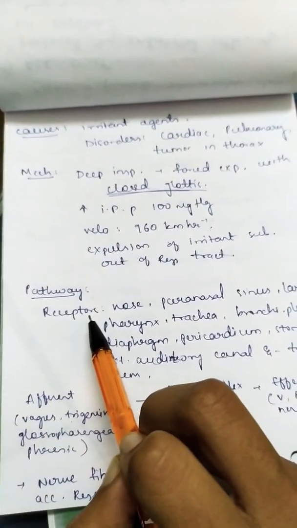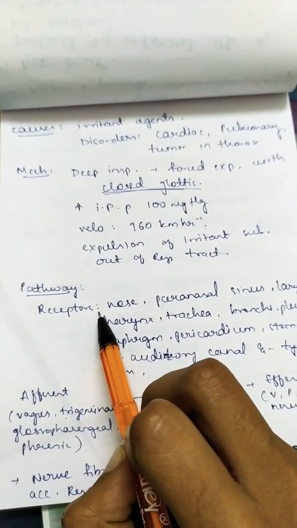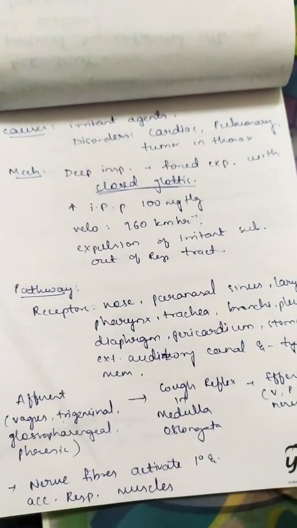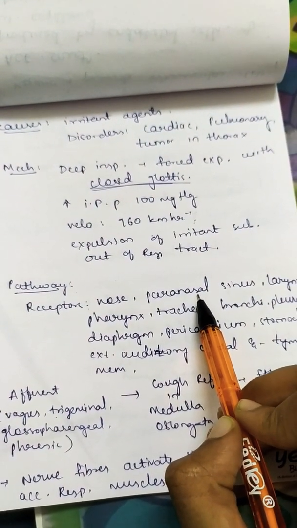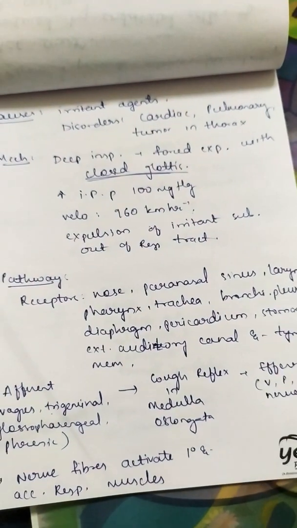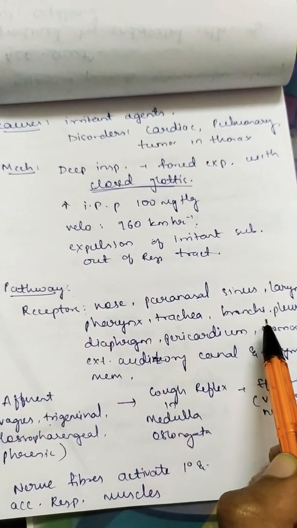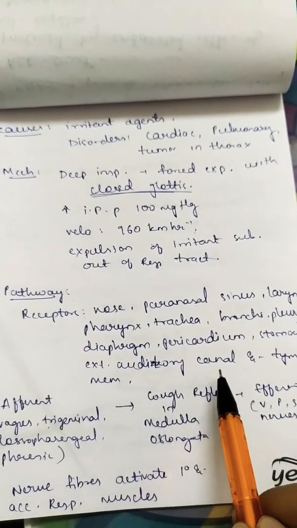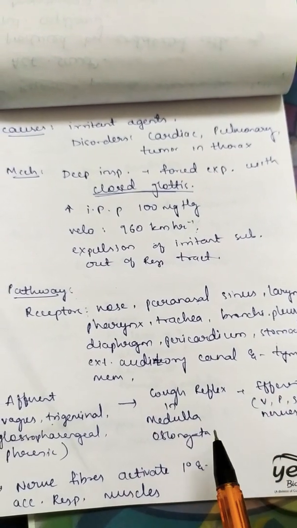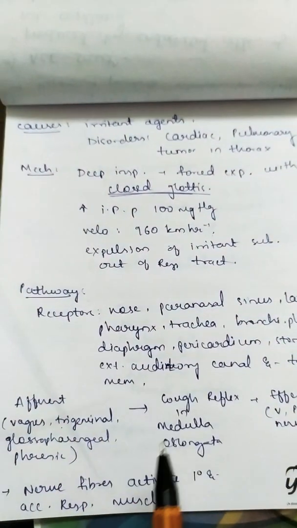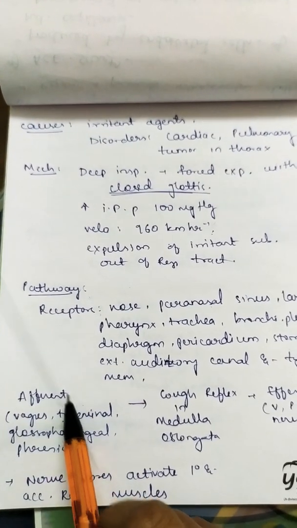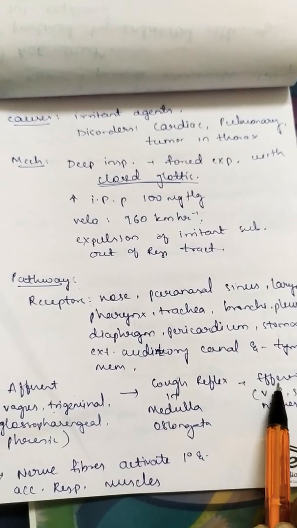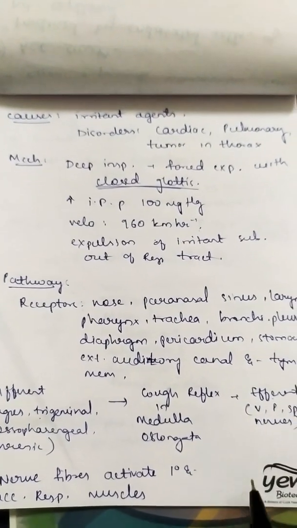The pathway is, firstly, where are the receptors? Many places: nose, paranasal sinuses, larynx, pharynx, trachea, bronchi, pleura, diaphragm, pericardium, stomach, external auditory canal and tympanic membrane. How is the pathway? It's very easy. Firstly, there should be afferents, then it goes to the brain and then you will have efferents which are going to act back on our respiratory tract.